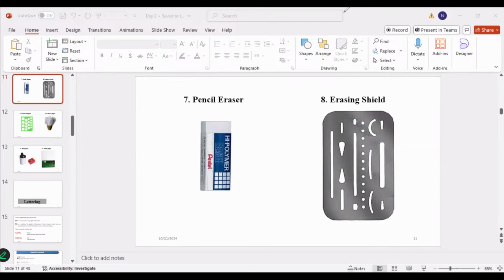So let's say we have to erase one line where we have several lines. Okay, so that we can use this erasing shield. We can place this hole on that line and then we can erase that one.